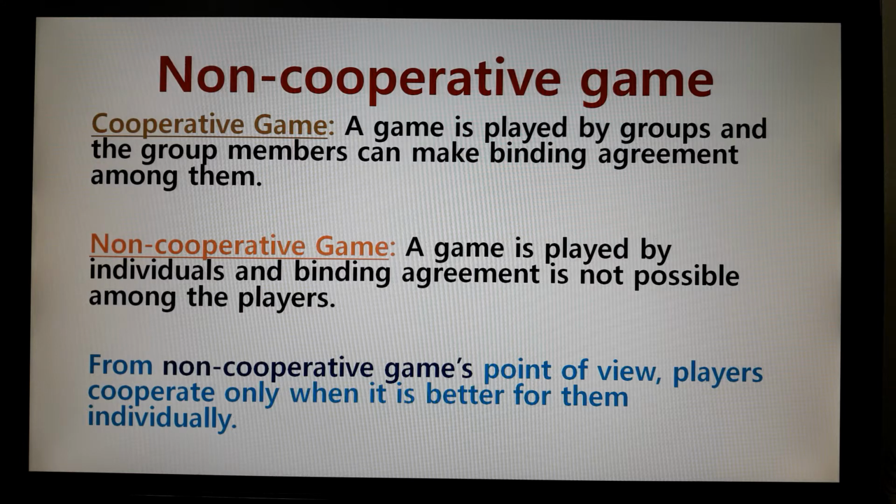So non-cooperative game does not mean people never cooperate. It only means they may cooperate, but not because of the group or organization, but because of the self-interest of the individual. Okay, we don't have to worry about this because we are going to deal with non-cooperative game theory. Forget about cooperative game from this point on.